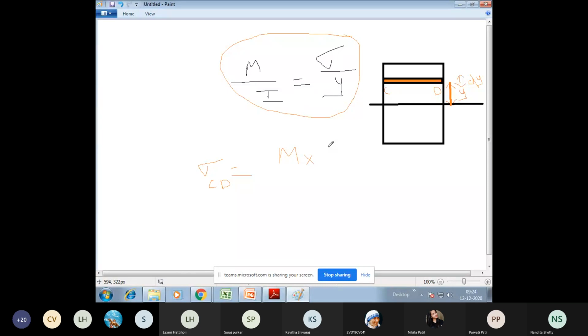What I'm asking here is, what is the bending stress at the layer CD? Bending stress is nothing but sigma. So what is the bending stress at CD? Is it m into y divided by I? Am I correct? Yes, ma'am. So the same thing I have written here. At CD, it is m by I into y.